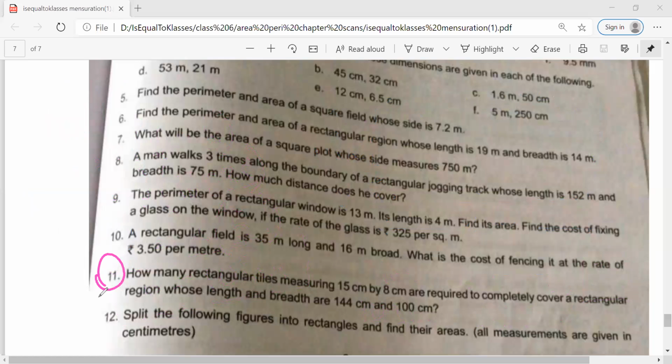Okay. How many rectangular tiles measuring 15 centimeter and 8 centimeter are required to completely cover a rectangular region whose length and breadth are this? Mr. Sarthak, were you able to do this? No, sir. Let us try to understand.